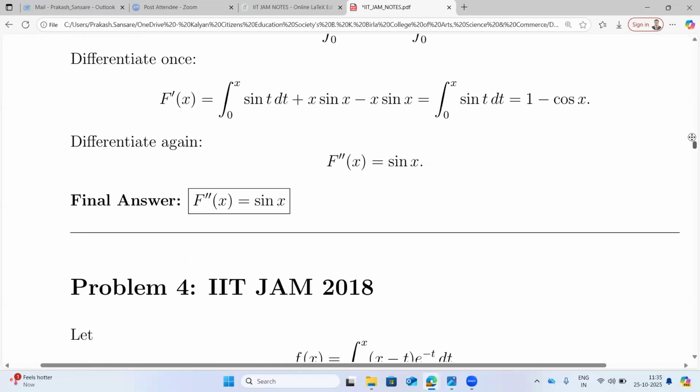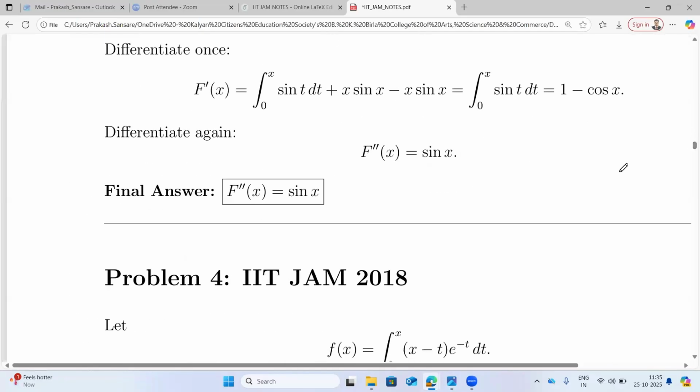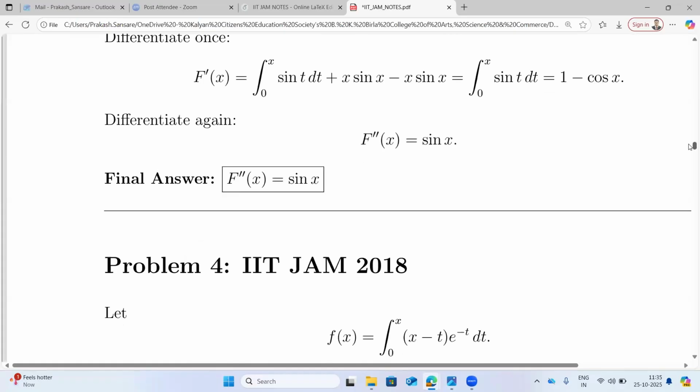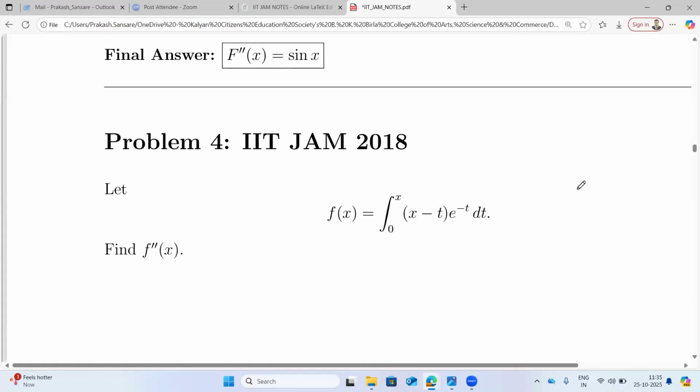Okay, so now here is another question which was asked in 2018. If f of x is equal to the integral from 0 to x of (x minus t) sin t dt, find f double dash x. Now instead of capital F, you have a small f. So I'll wait for some time and I'm sure that you will be able to solve this.